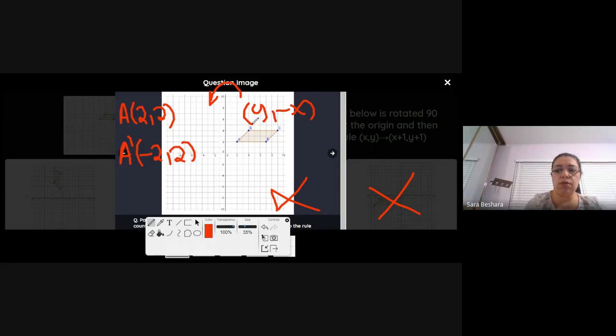Then we do the (+1, +1) translation. So A double prime should be -2 + 1, which is -1, and 2 + 1 is 3. So A double prime should be (-1, 3). (-1, 3) is actually here. That's A double prime.